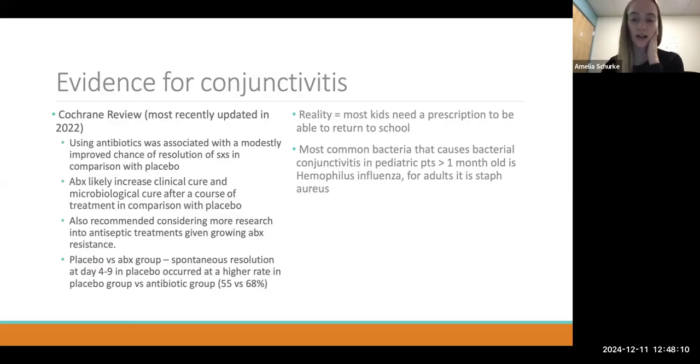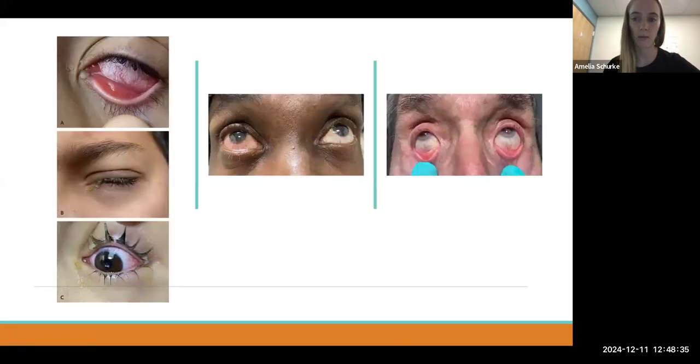Certainly, we face a lot of social pressure as primary care physicians from parents and schools and employers. And so oftentimes kids will need a prescription to be able to return to school. And then the most common bacteria that causes bacterial conjunctivitis in pediatric patients is Haemophilus influenzae. For adults, it's Staph aureus. These are a couple pictures.